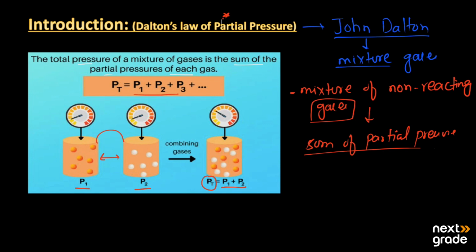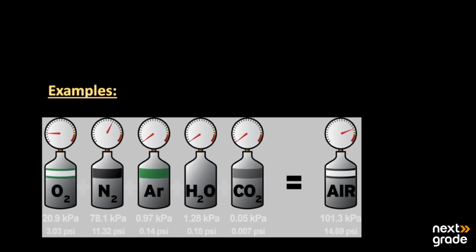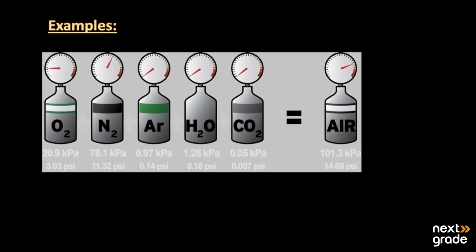So how can we calculate the partial pressure? Let's have an example for this. The first example: here we have a mixture of gases where we have oxygen gas, applying the pressure 20.9 kilopascal or 3.03 psi, and the nitrogen is applying the pressure 78.1 kilopascal, argon applying 0.79 kilopascal, water vapors applying 1.28 kilopascal, and carbon dioxide applying 0.05 kilopascal, and below are the units in psi.